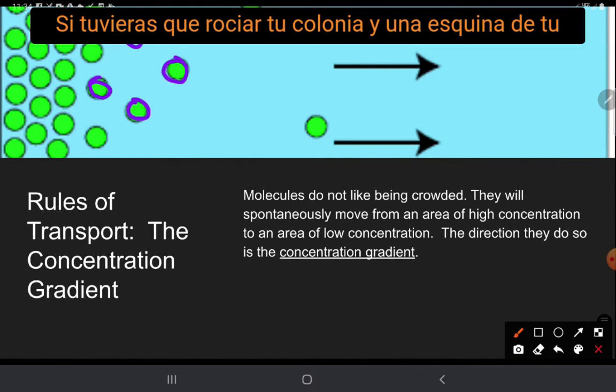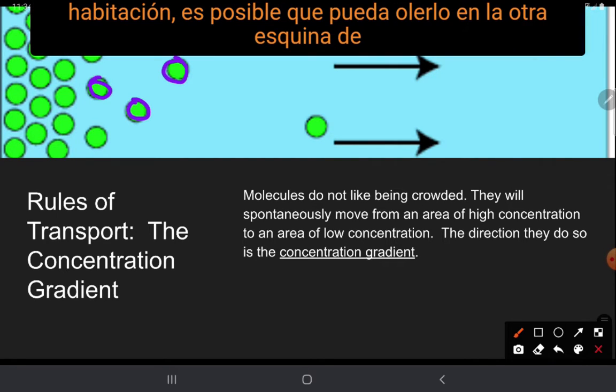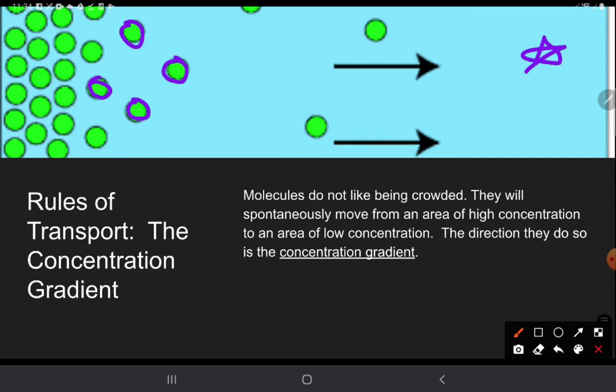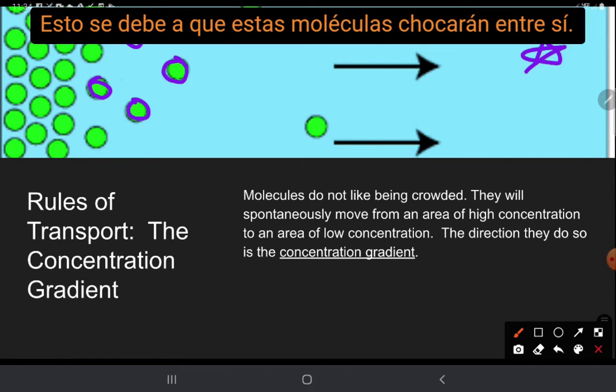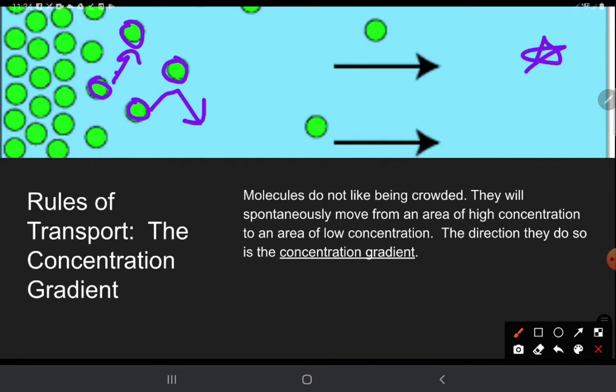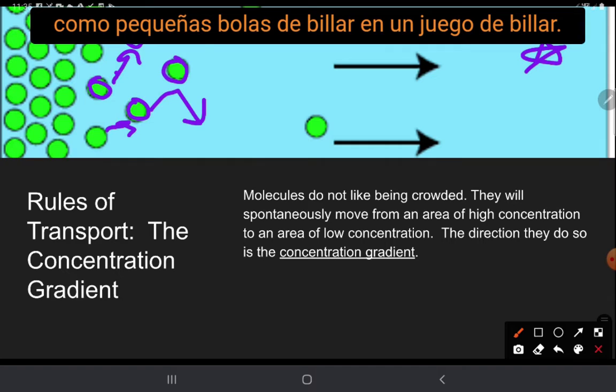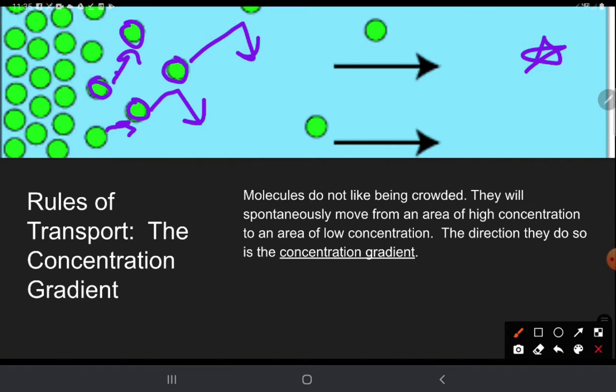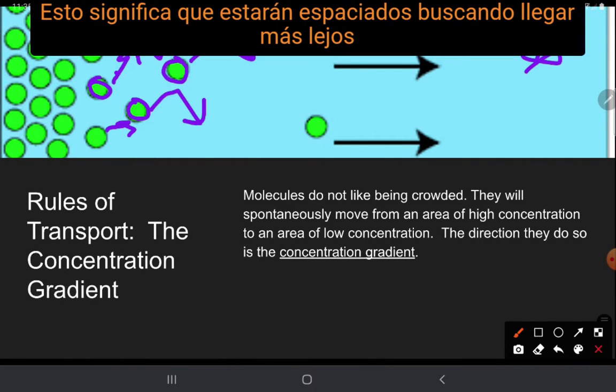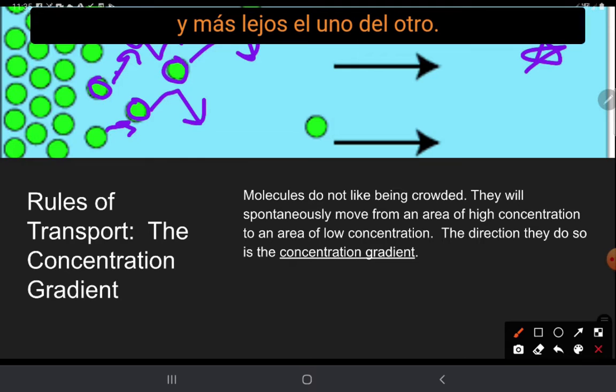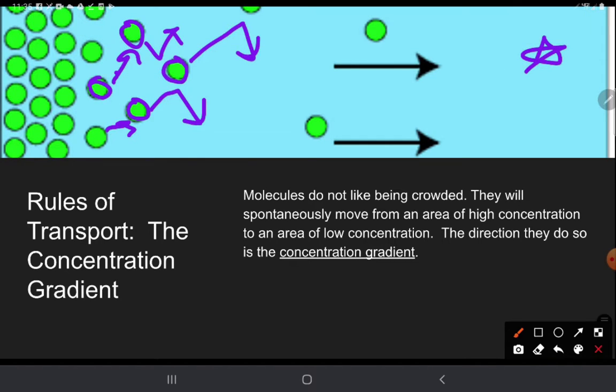If you were to spray your cologne in one corner of your room, you might be able to smell it at the other corner of your room. This is because these molecules will bump into each other, like little billiard balls in a game of pool. This means that they will space apart, seeking to get further and further away from each other.